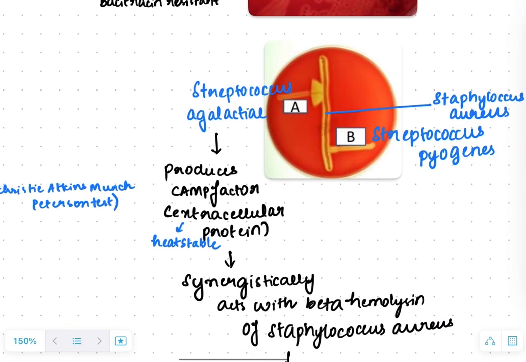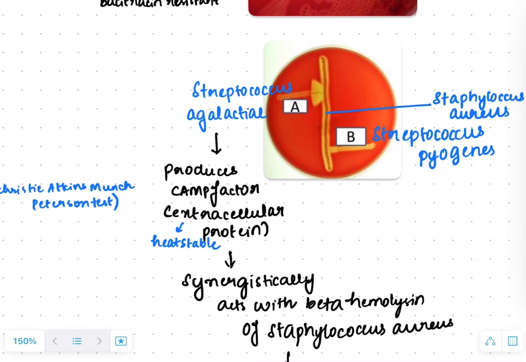So coming to the CAMP test, CAMP stands for Christie-Atkins-Munch-Petersen test. Here, first on blood agar we do a vertical streak of Staphylococcus aureus, as you can see in the picture, and then we do two streaks, Streptococcus agalactiae and Streptococcus pyogenes. We don't know which is which, so in order to differentiate between these two, we do two streaks of two different things.